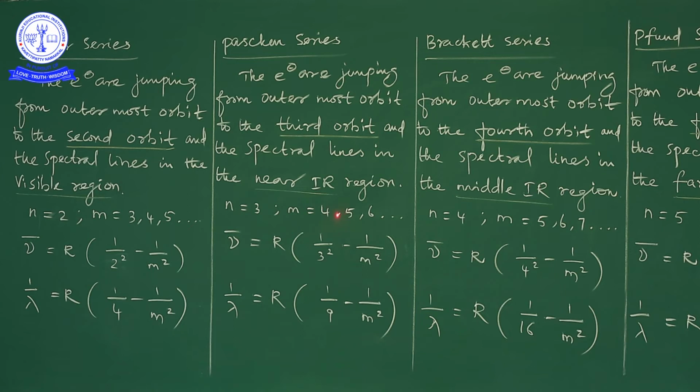So substituting the known values in the earlier equation, nu bar is equal to R into 1 by 3 square minus 1 by m square. 3 square becomes 9. So nu bar is replaced by 1 by lambda. So 1 by lambda is equal to R into 1 by 9 minus 1 by m square. From this equation we are able to calculate the wavelength of the Paschen series.